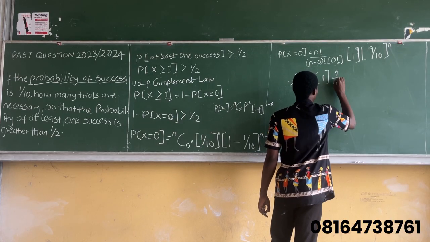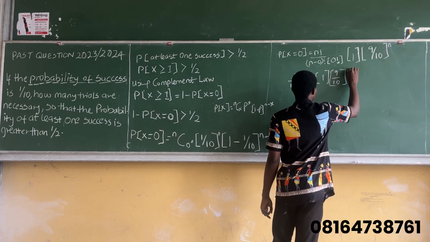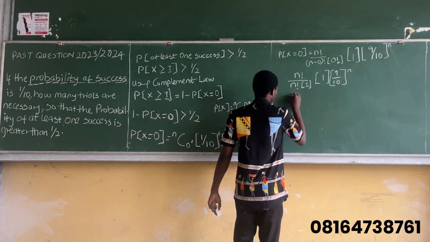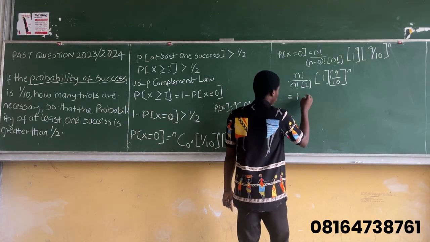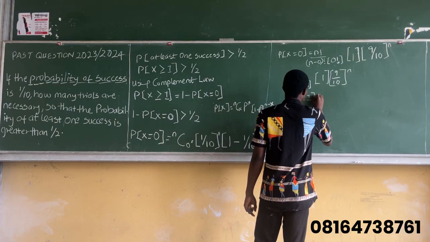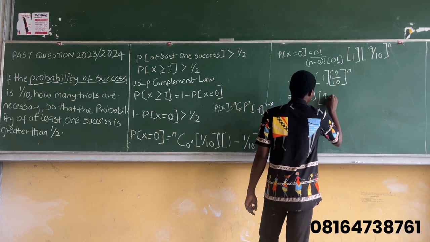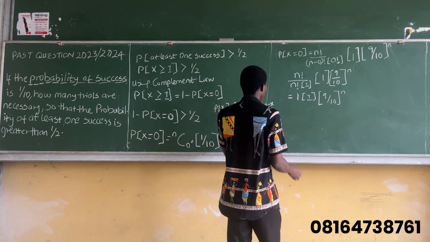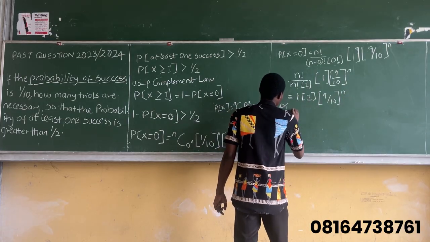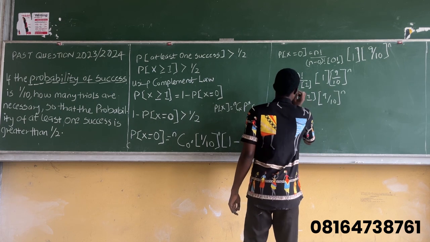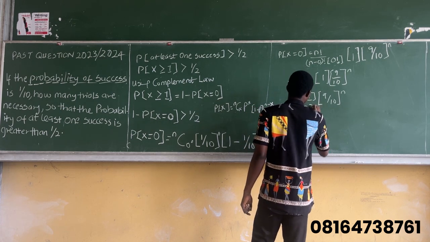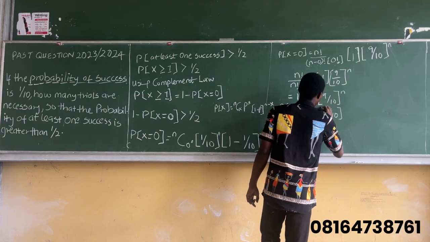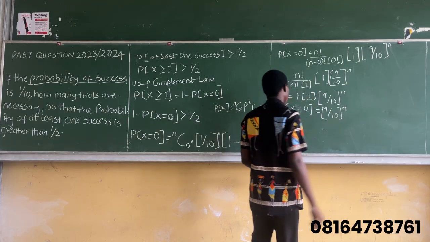9 over 10 raised to power n. So n factorial from here will cancel n factorial. So this 1 multiplied by 1, n over 10 raised to power n. So p of x equals to 0 is equal to n over 10 raised to power n, 9 over 10 raised to power n.